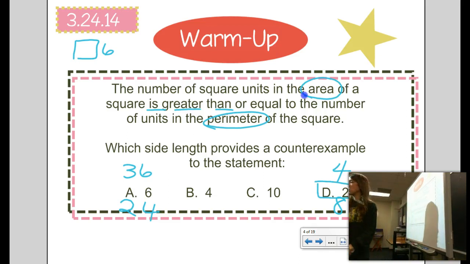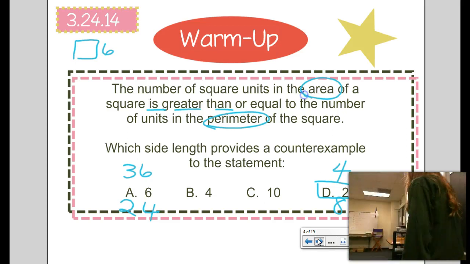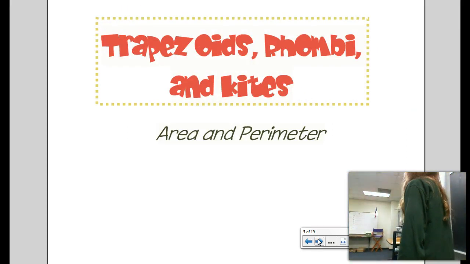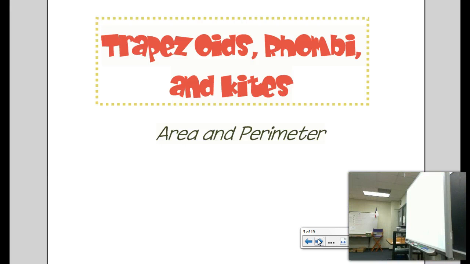All right, you can gather your warm-ups and get your notes out. Area and perimeter of trapezoids, rhombi, kites. Oh, just gather them. We have them all together. And you can give them to me. Trapezoid, rhombi, kites. Woo! He already knows the formula to how to find the area of a trapezoid. It's a little bit lengthy.